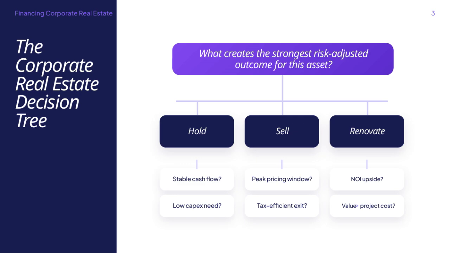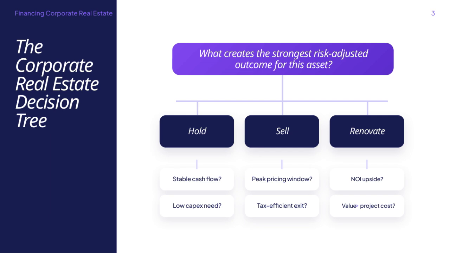The first key question we ask is whether the property generates stable cash flow. If the answer is yes, we then evaluate if the asset requires low capital expenditure. When both conditions are met, holding the asset often makes the most sense. Next, if stable cash flow isn't present, we assess if it's the peak pricing window or if there's an opportunity for a tax-efficient exit. These factors help determine whether selling the asset would be advantageous.